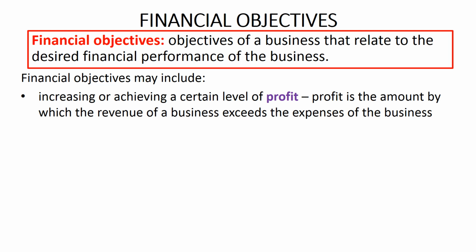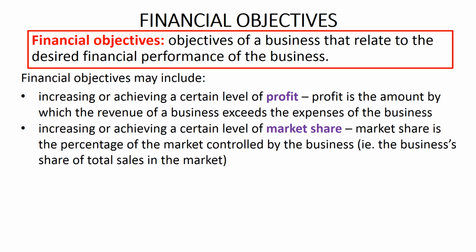As I've said before, if a business is continually making a loss, that is, if its expenses continually exceed its revenues, then it's not going to last for very long. The second specific kind of financial objective is the objective of increasing or achieving a certain level of market share. Market share is the percentage of the market controlled by the business. That is, it's the business's share of total sales in the market. Again, make sure that you write that definition in your summary table.